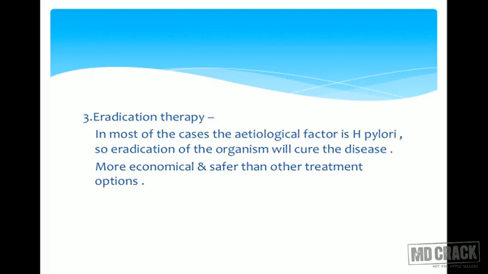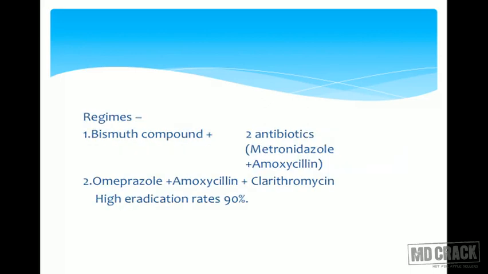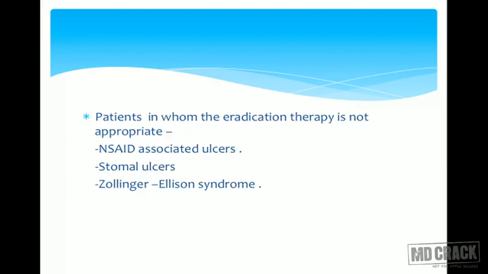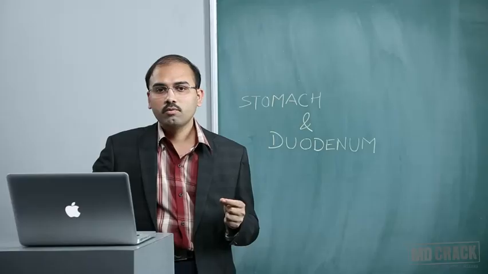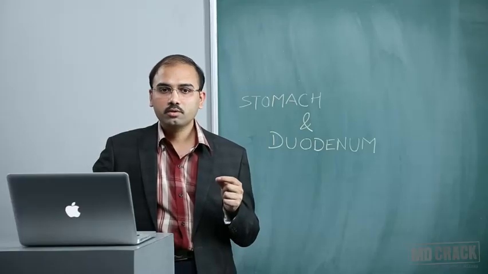Eradication therapy: in most ulcers, H. pylori is the cause, as we saw earlier. Hence, this should be treated with the H. pylori eradication treatment as shown here. We have got regimens of bismuth compound along with antibiotics, which is metronidazole or amoxicillin, or we have got omeprazole, amoxicillin and clarithromycin, which has got more success rate. Patients in whom eradication therapy is not appropriate are non-steroidal anti-inflammatory drug associated ulcers, stomal ulcers and Zollinger-Ellison syndrome, where you have to tackle the definitive cause.